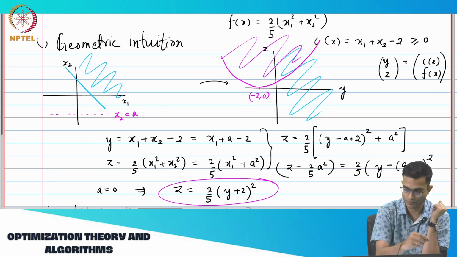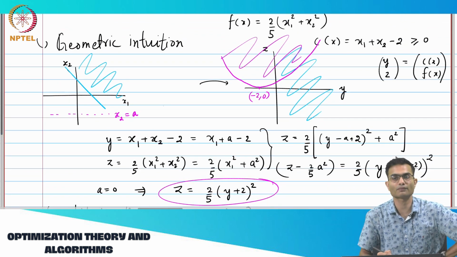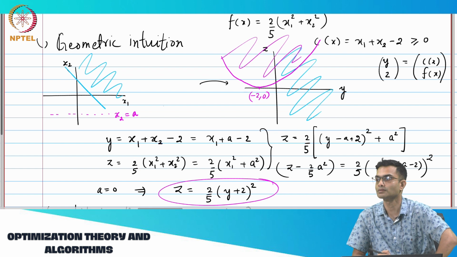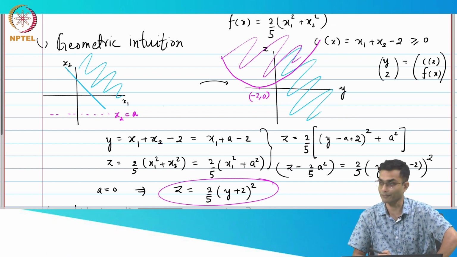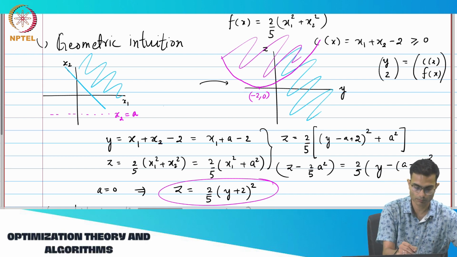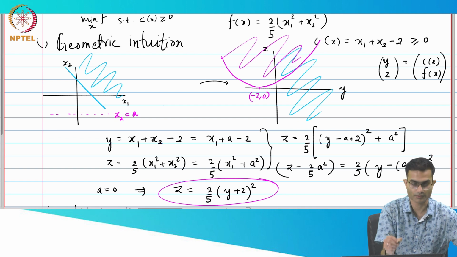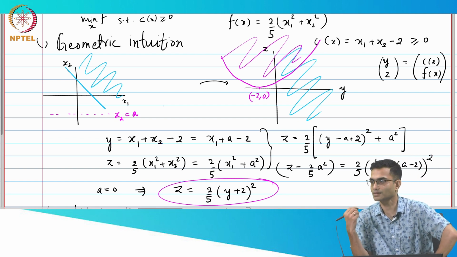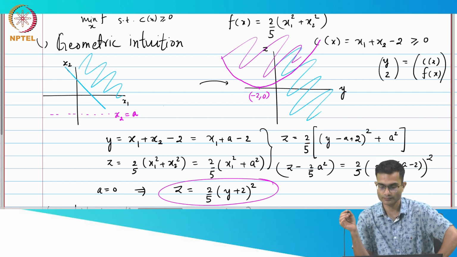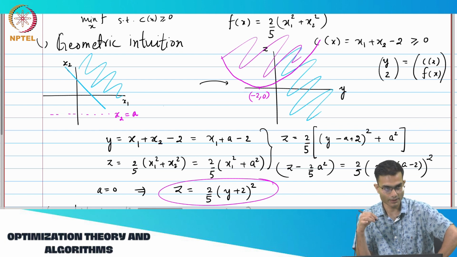And you can refer to this. In the primal problem, what were we trying to do? Minimize f such that c greater than or equal to 0. That was the primal problem. Now, can we express this in the YZ language? Minimize z such that y greater than or equal to 0.